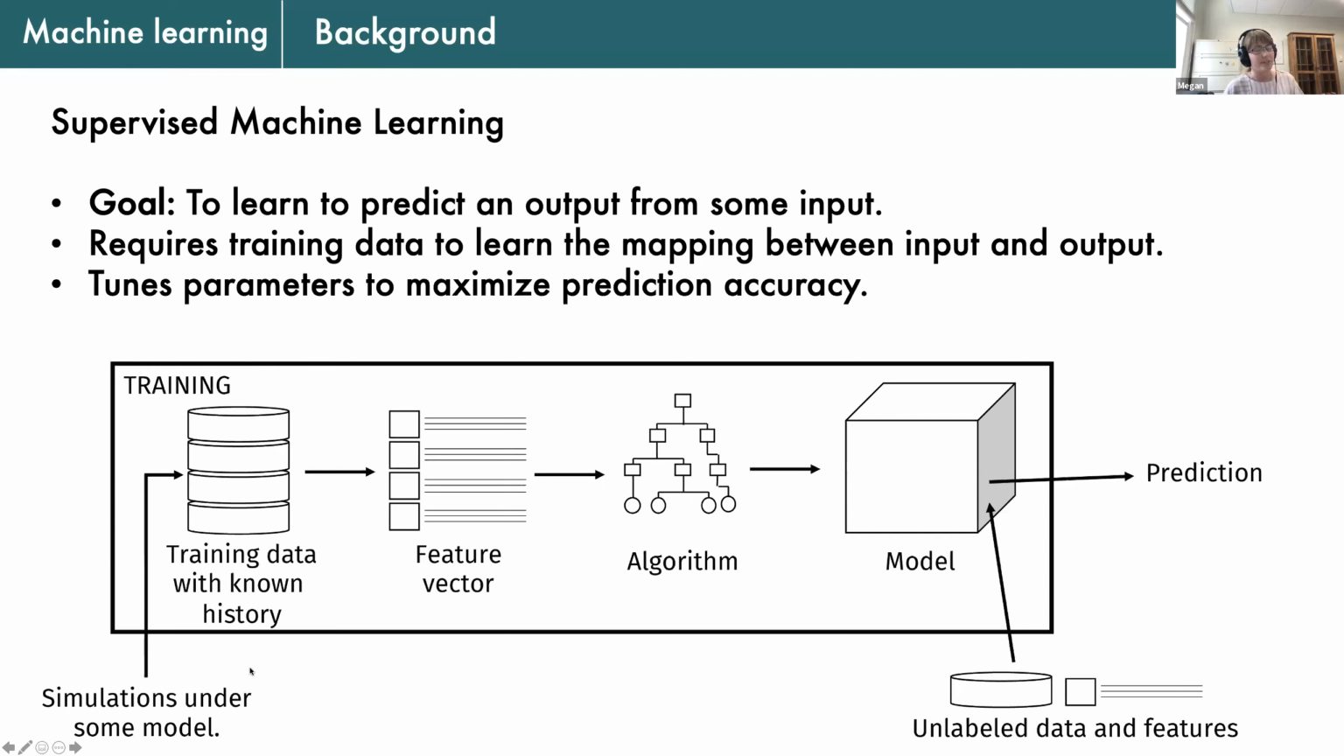And so to get our training data, we actually use simulations under some model. This gives us training data with a known history. From that training data, we can extract features and use some algorithm to build a model, which can then be used to make predictions on unknown data, so empirical data sets.